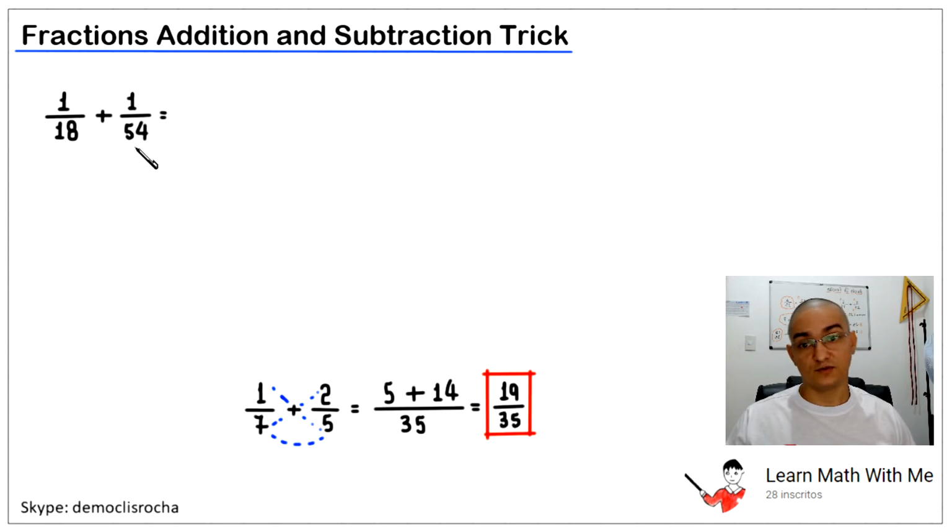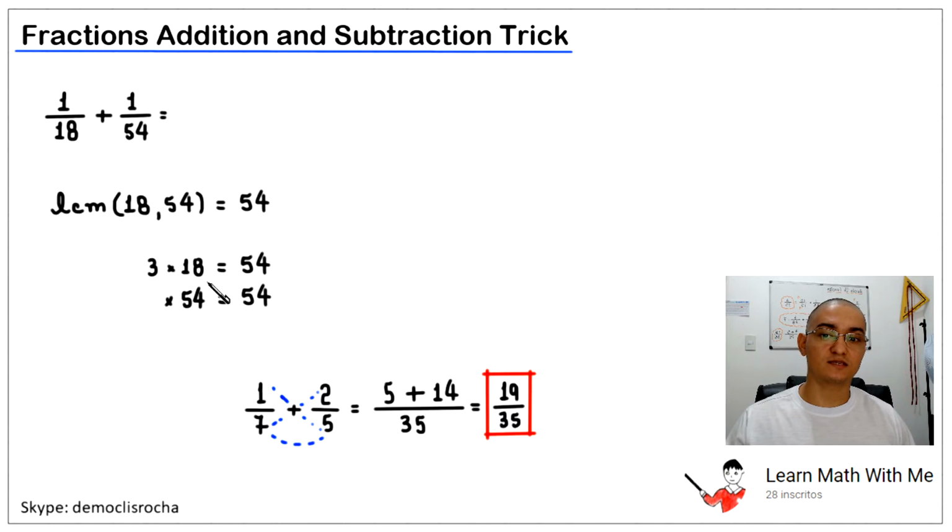Yes, there is. If you notice that 54 is a multiple of 18. Do you notice that? Well, if you do, you are lucky, because now you can say that the LCM, the least common multiple of these denominators here, is 54 itself. In fact, notice that 3 times 18 equals 54, and of course 1 times 54 equals 54. That means that 54 is a multiple of both 18 and 54. More than that, 54 is the least common multiple of 18 and 54. And this fact makes things very easy.